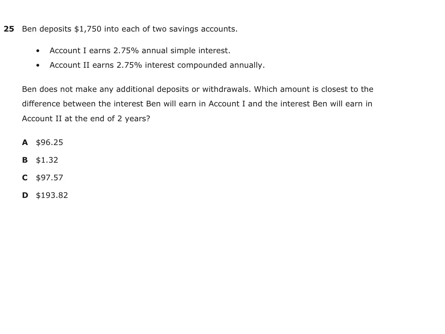Okay, number 25. Ben deposits $1,750 into each of two savings accounts. Account 1 earns 2.75% annual simple interest. Account 2 earns 2.75% interest compounded annually. So they have the same interest rate, but the interest is computed differently because they're different formulas. Ben does not make any additional deposits or withdrawals.